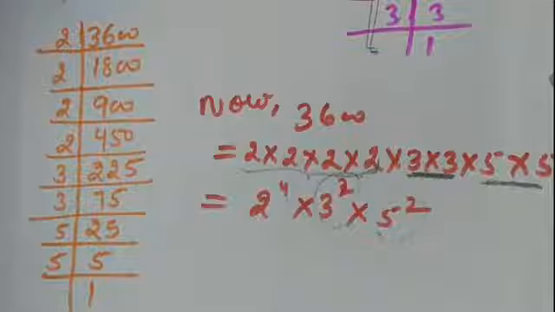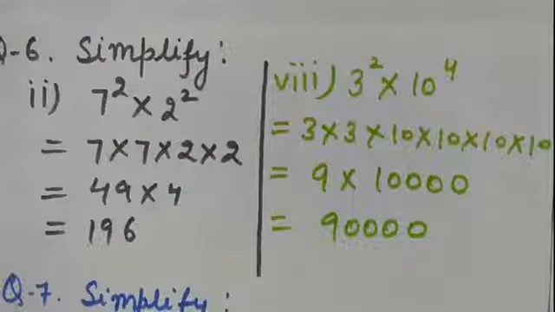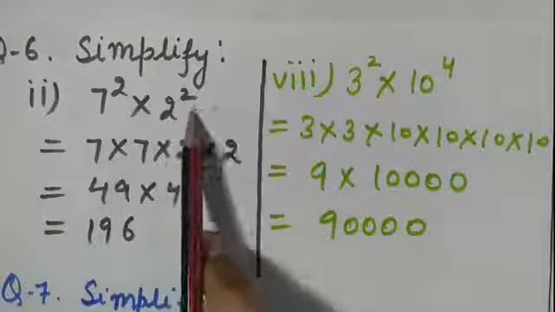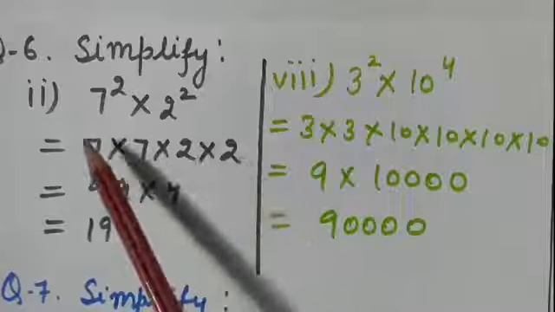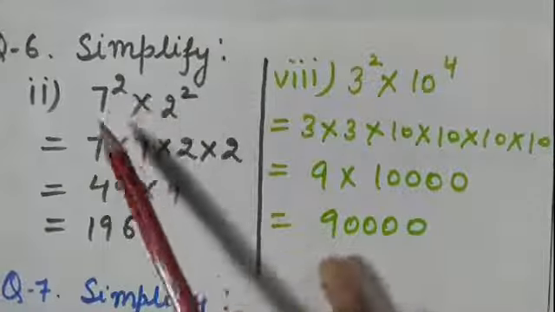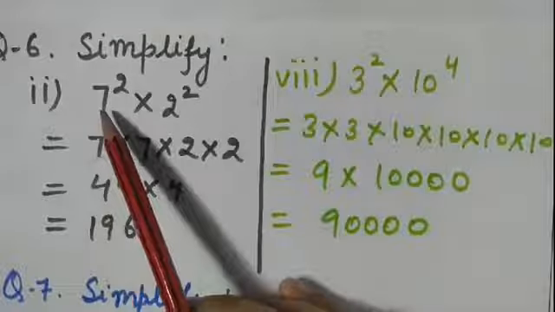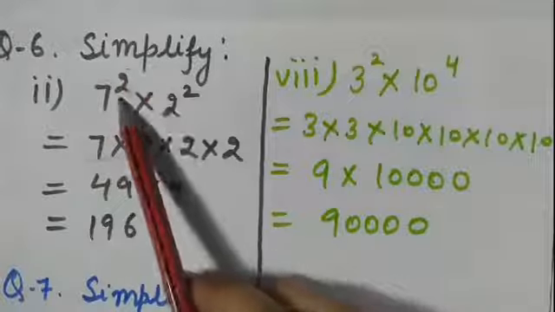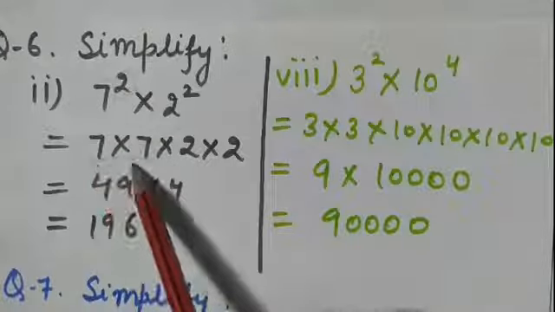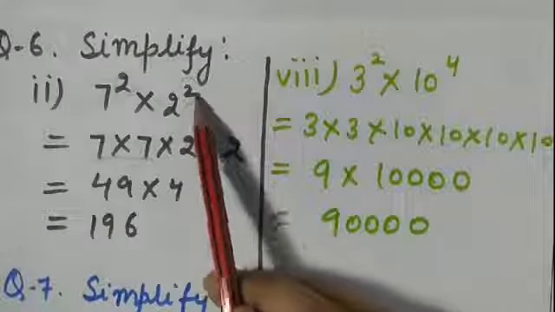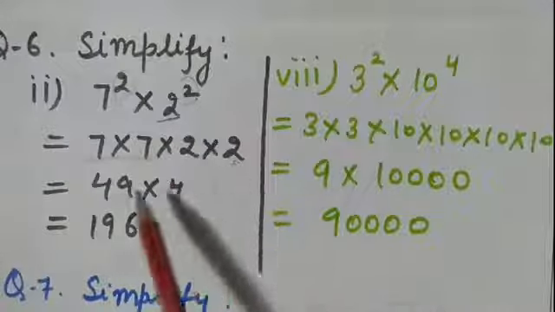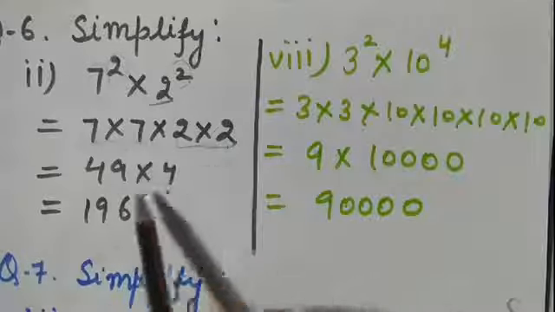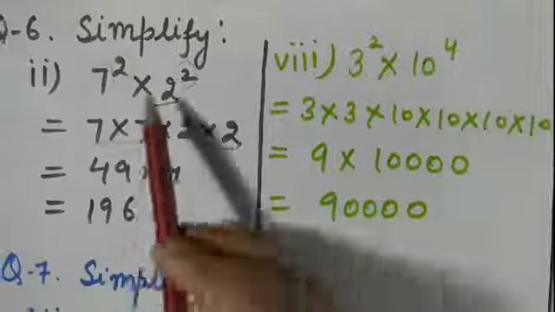Now come to question number 6. Question number 6 is we have to simplify. Second part, I am taking 7 to the power 2 into 2 to the power 2. So 7 raised to the power 2 can be written as 7 into 7, because power means the number of times the base is being multiplied. Here the power is 2, so it means 7 is being multiplied 2 times. Same for 2. The power is 2, it means 2 is multiplied 2 times. Now you have to multiply them. 7 times 7 is 49, I have multiplied these. 2 times 2 is 4. You can multiply in any way. So this is part 2.